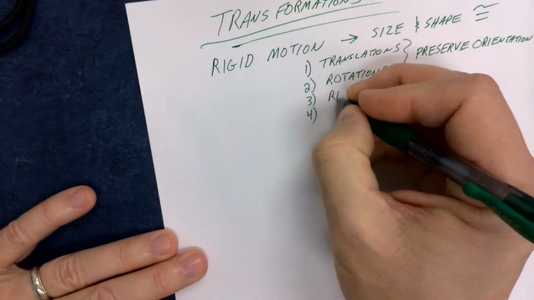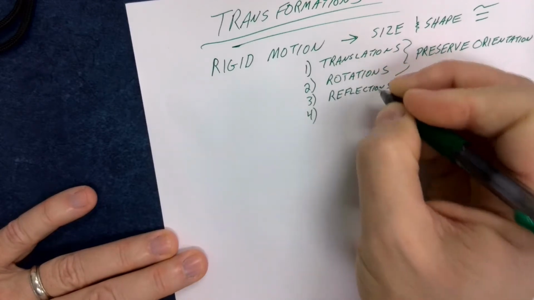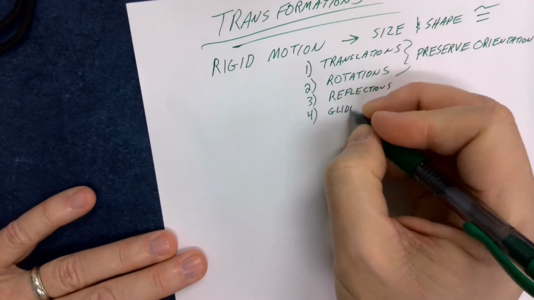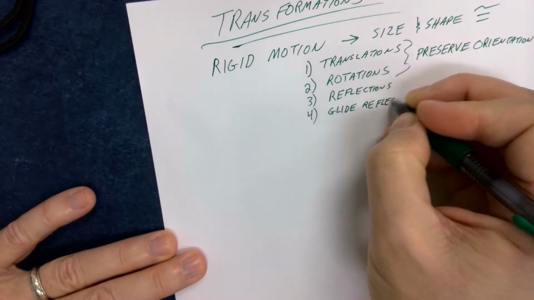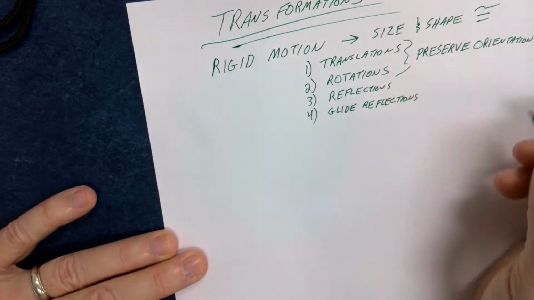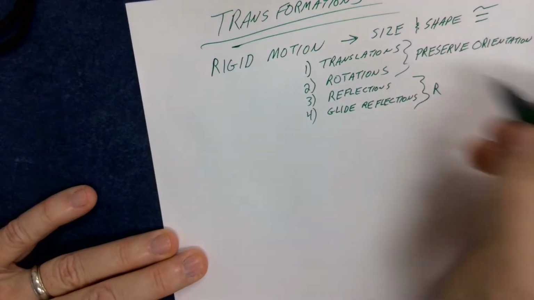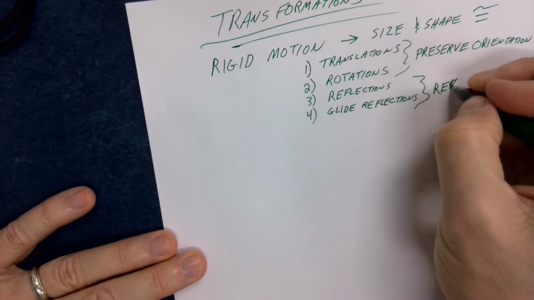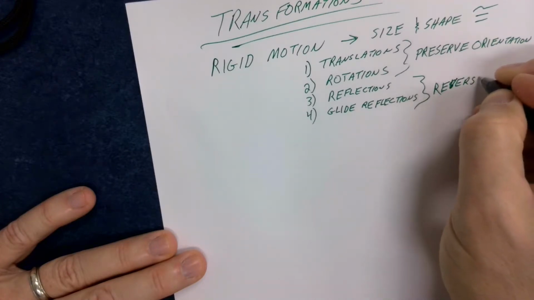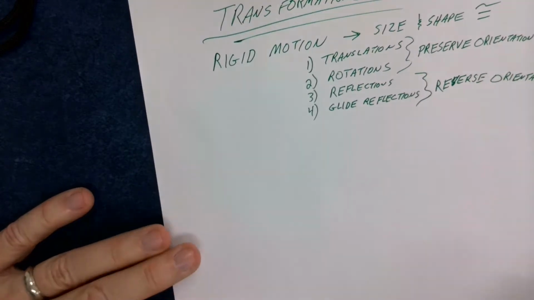And then reflections and glide reflections. Now this textbook doesn't separate these as much as what I have done in class, but know that they are. And these close to preserve, it's almost using the exact same letters, but they reverse orientation. And it's kind of an easy way for you to be able to tell what the heck's going on. Okay?